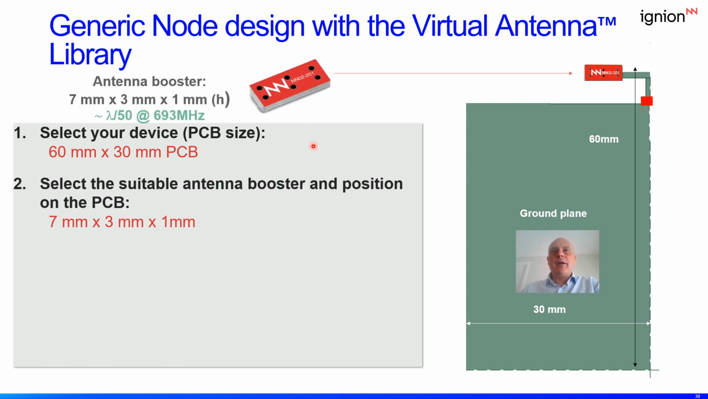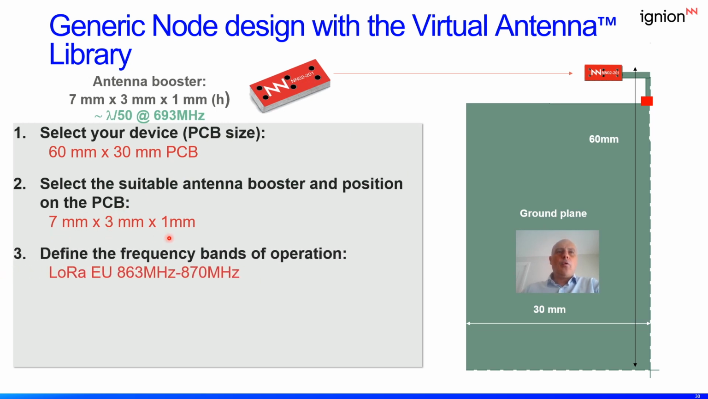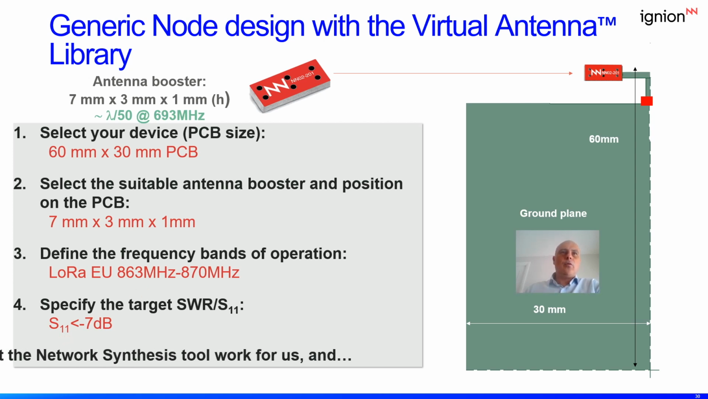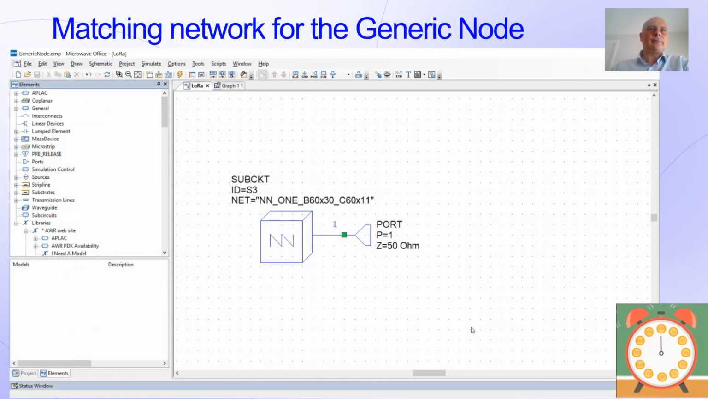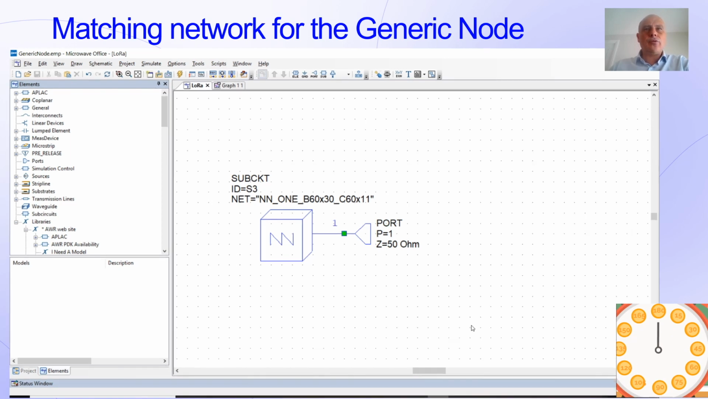Let's see this example. We choose the PCB, the ground plane. In this case, the PCB is 60 by 30 with a ground plane. We select the antenna booster. This is the one, 7 by 3 by 1 millimeter high. We are going to select this frequency region of LoRa for Europe. And we specify a target of S11 less than -7 dB. With this input data, now we go to the Microwave AWR software, and let's see how fast and easy it is to do the design.